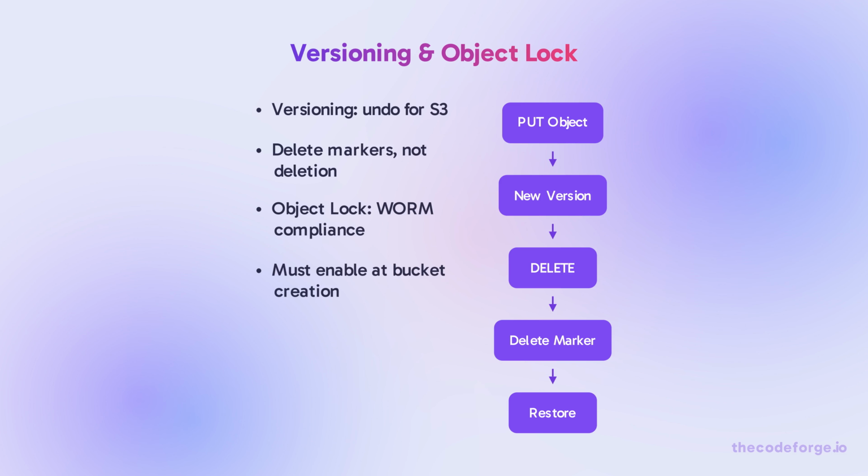Versioning protects against accidental deletion. Each overwrite creates a new version, a delete just adds a delete marker. Object lock enforces write-once-read-many for compliance. Enable versioning on every production bucket.